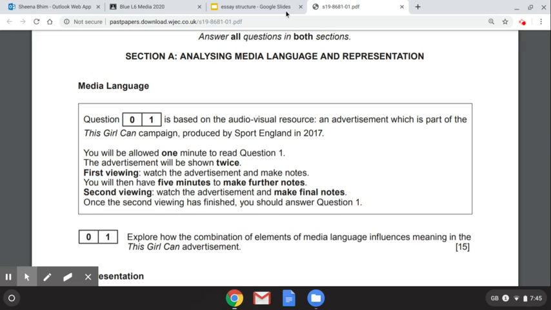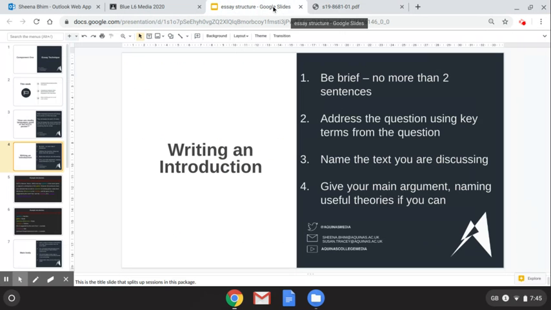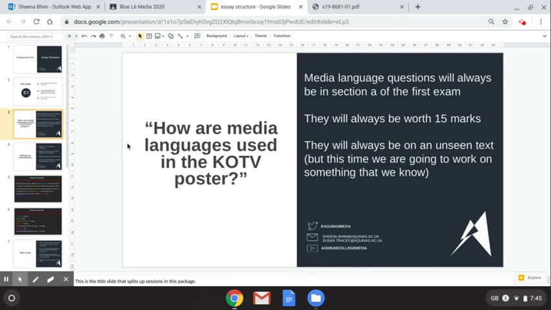So that's what section A of the paper will look like. Don't worry about section B yet. We aren't coming to that yet. So as I was saying, the question is, how are media languages used in the Kiss of the Vampire poster?